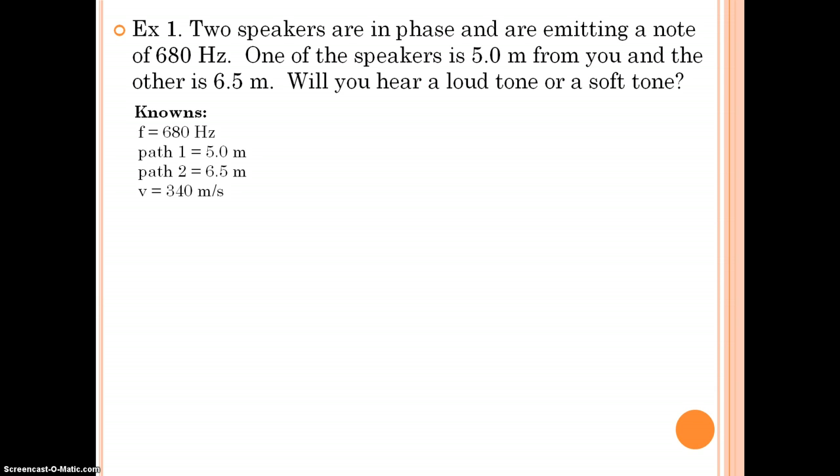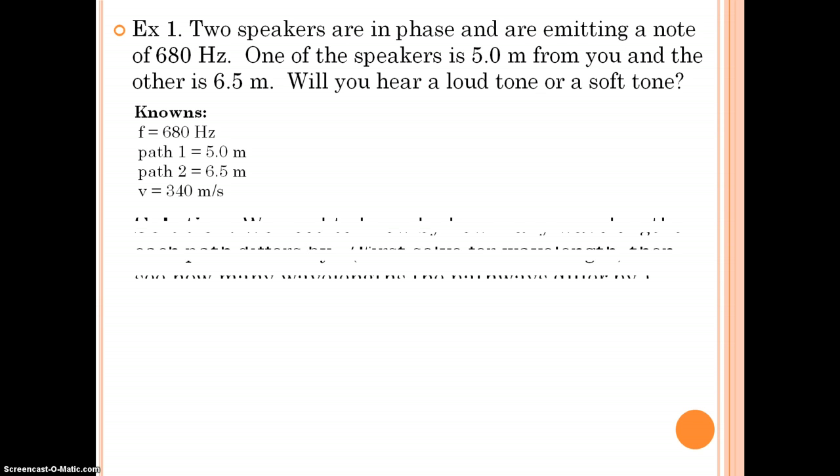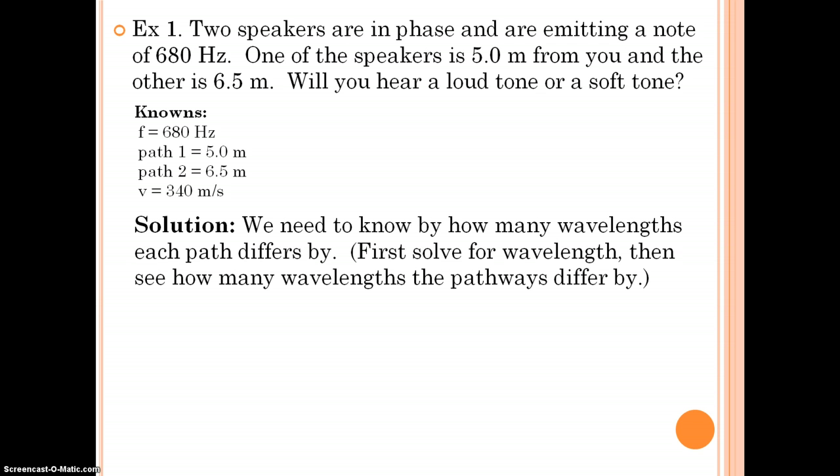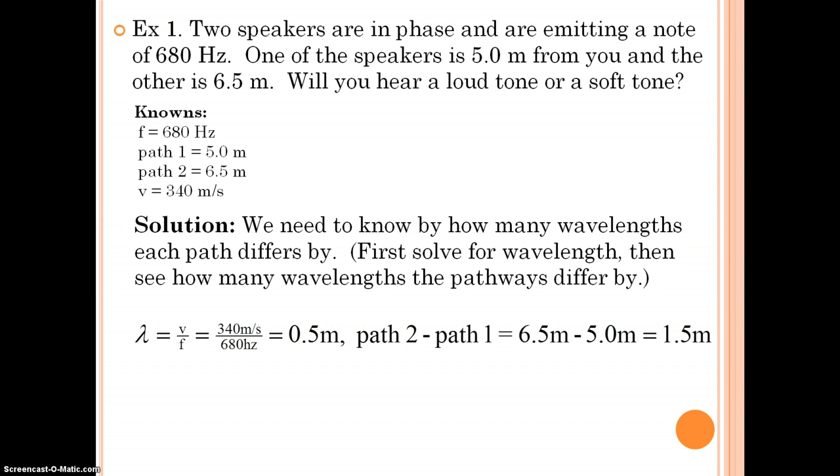You can see our path difference here is 1.5 meters. So the question is, how many waves is that? If that turns out to be a whole number of waves, we'll have a loud tone, and if it's a half number of waves, we'll have a soft tone. So we'll go ahead and do the math here. First up, we'll find the wavelength. This is our classic v equals f lambda equation rearranged for lambda, since that's what we're solving for.